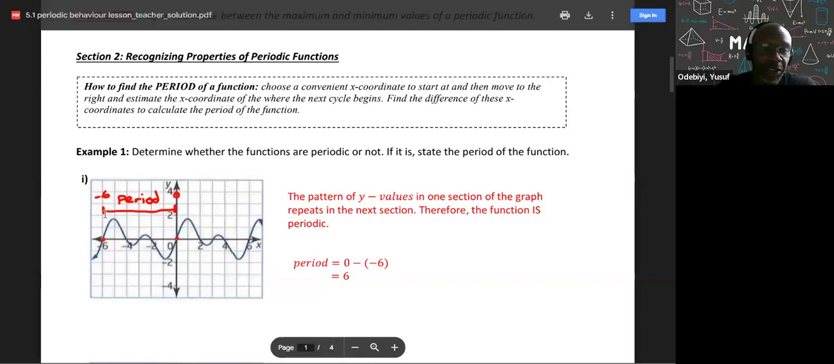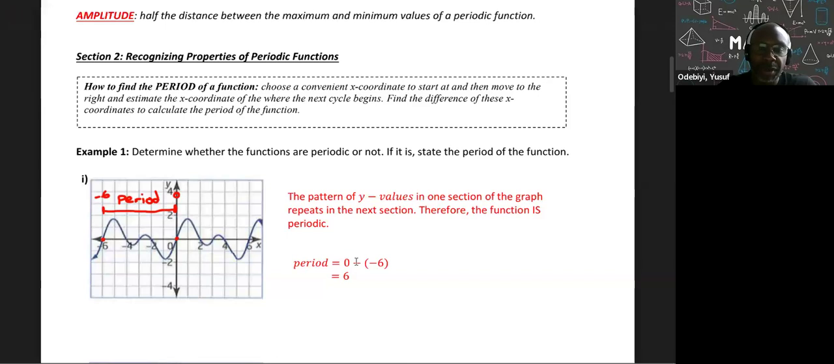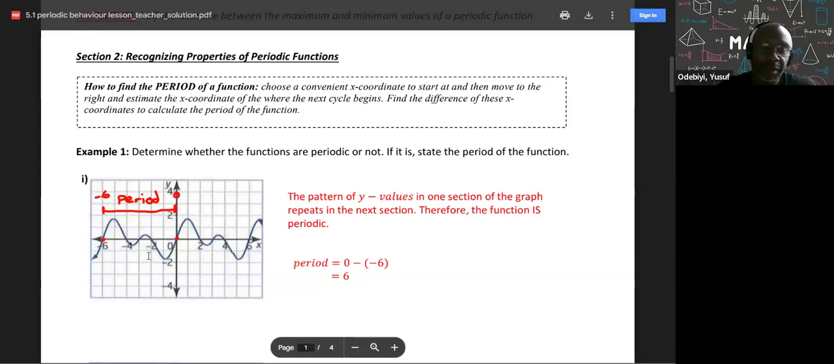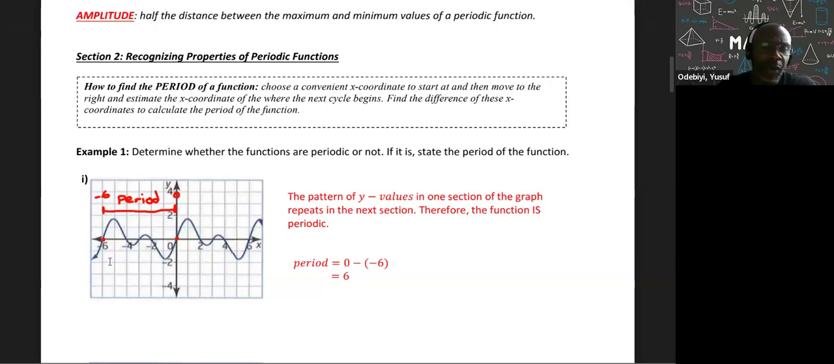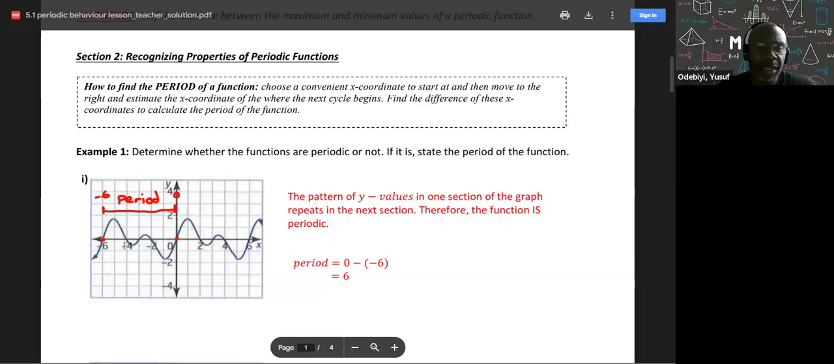So now the difference from here to here is 6. My period is, I go from 0, I just subtract the distance. So my period is 6 units, or whatever units that would be, okay? So that's my period.